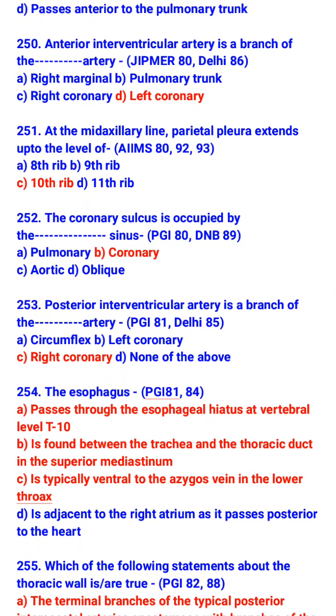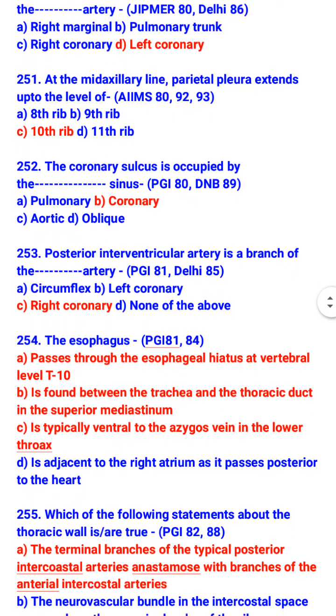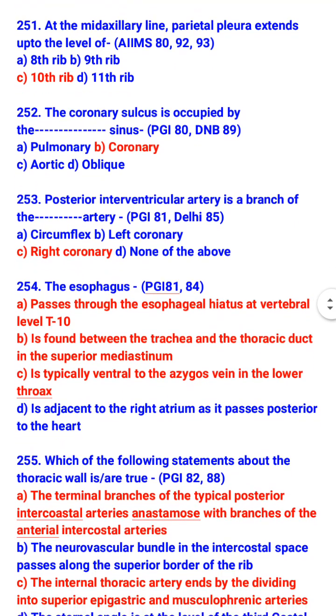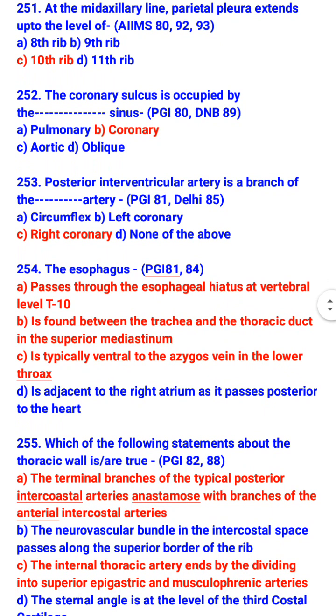Posterior interventricular artery is a branch of the right coronary artery. The esophagus passes through the esophageal hiatus at vertebral level T10. It is found between the trachea and the thoracic duct in the superior mediastinum. It is typically ventral to the azygous vein in the lower thorax.